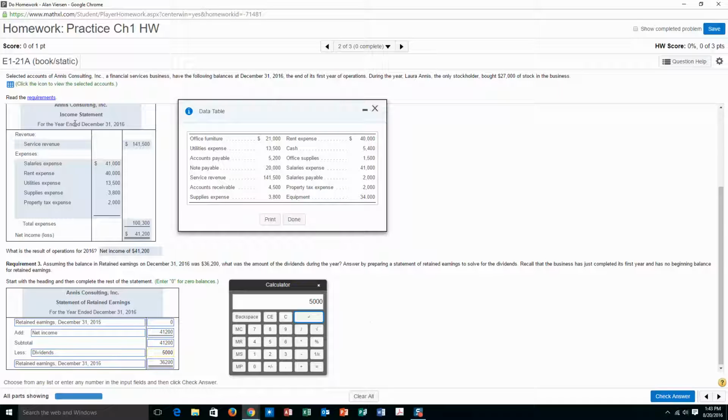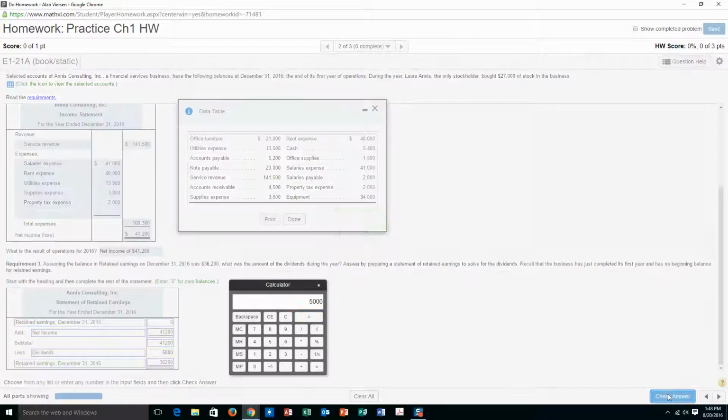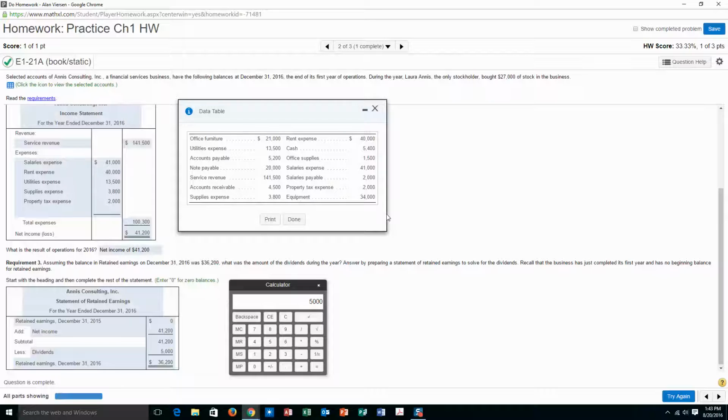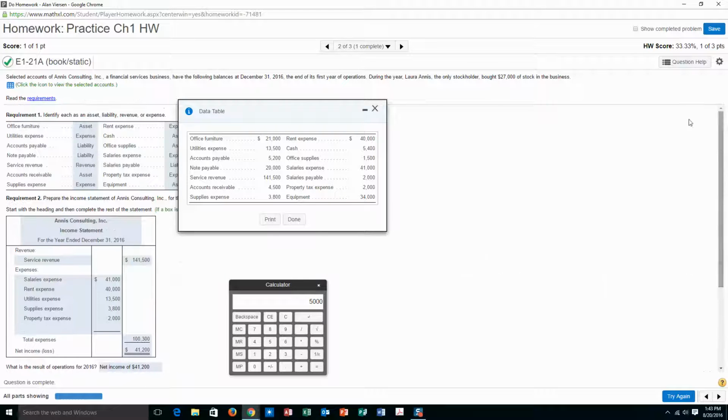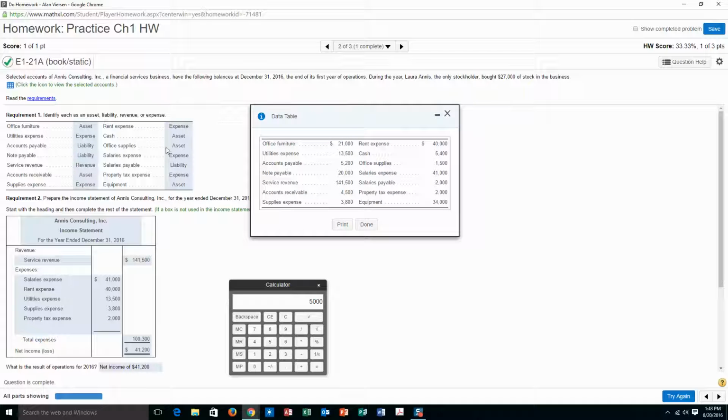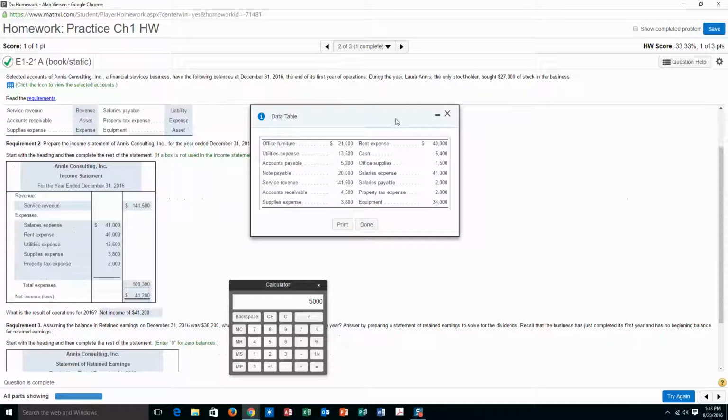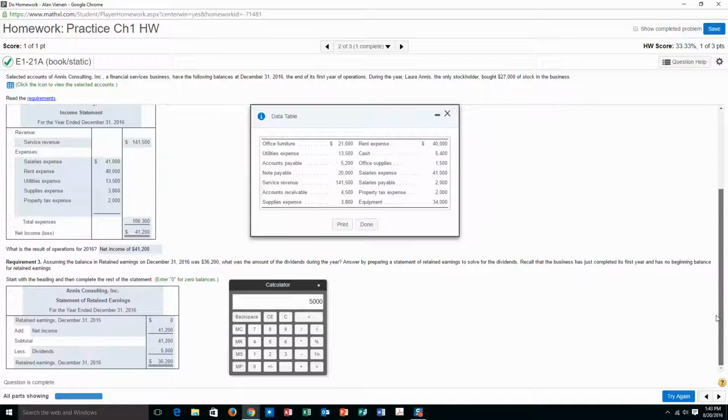So I have an income statement, a statement of retained earnings. Check my answer. And unlike the last time where I said next question, I'll just say good job. And so this shows you we did a very quickly into categorizing different accounts, doing an income statement, taking the information, the revenue and expenses from the data table, and doing a retained earnings statement where we actually did a calculation to determine the amount of dividends. Okay, so that's the second problem for chapter 1 that we're going to be doing, and I'll be talking to you soon.